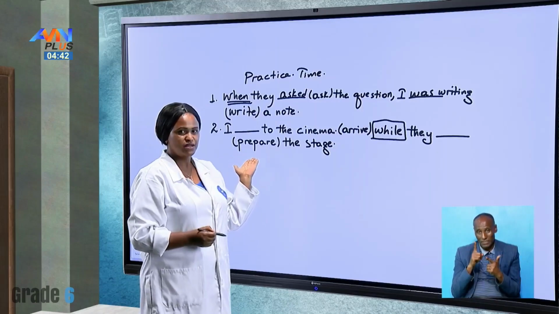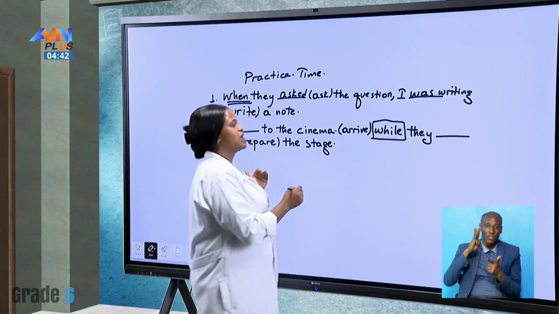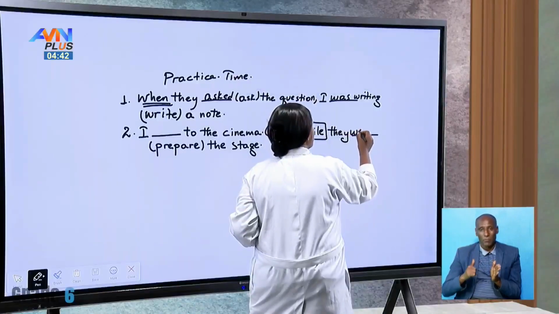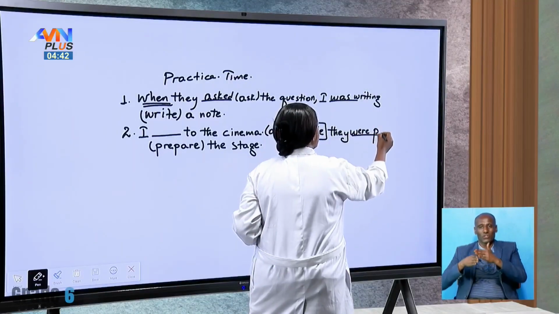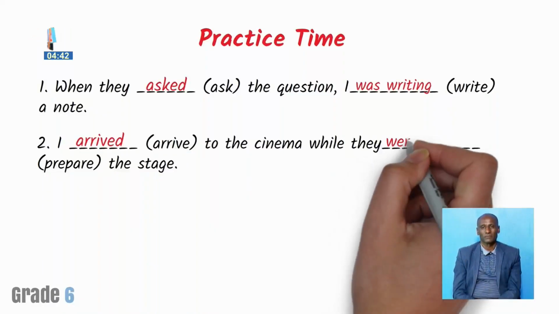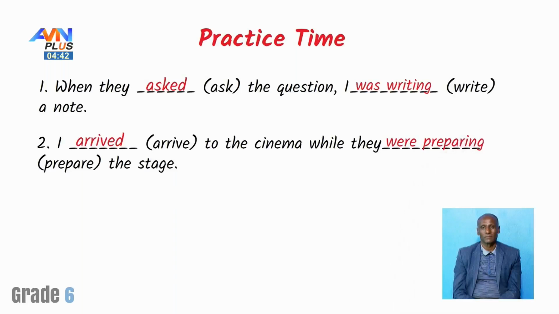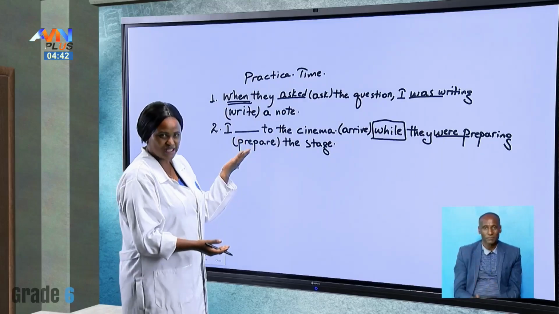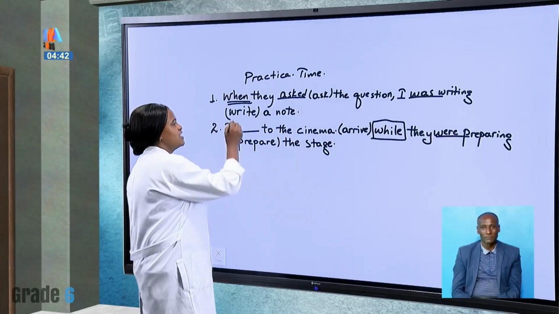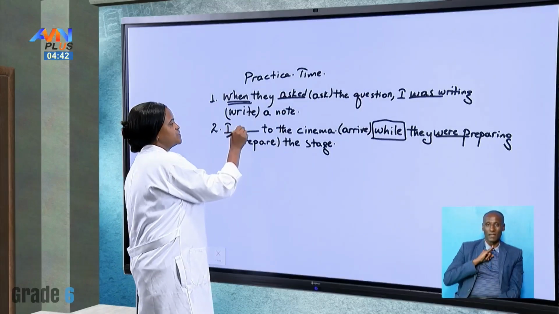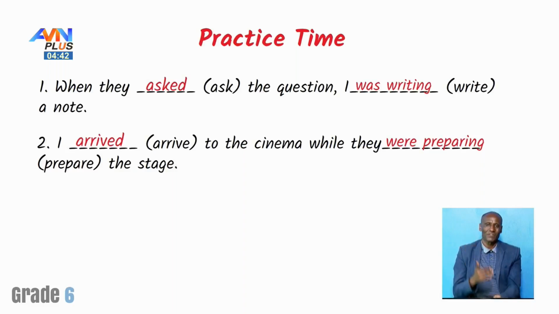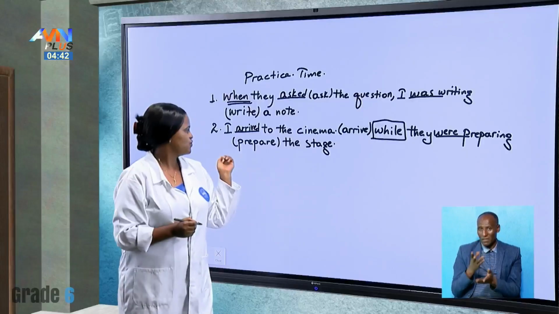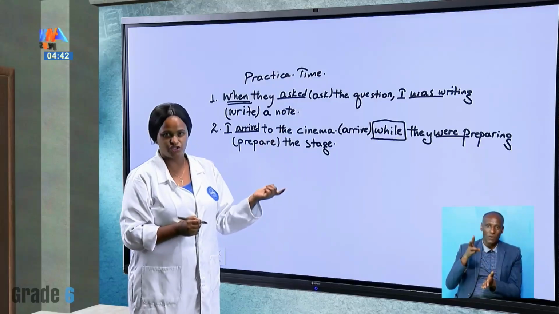They prepare? Yes, they were preparing. They were preparing. If you can say they were preparing, then it is very simple to come to the first one. What is that? Yes, I arrived. I arrived at the cinema while they were preparing the stage.